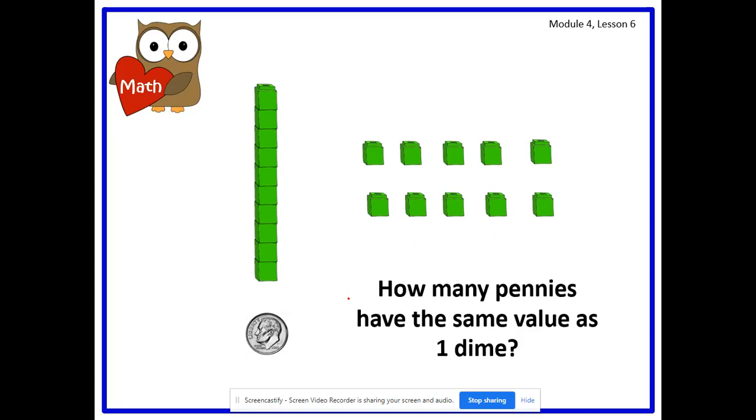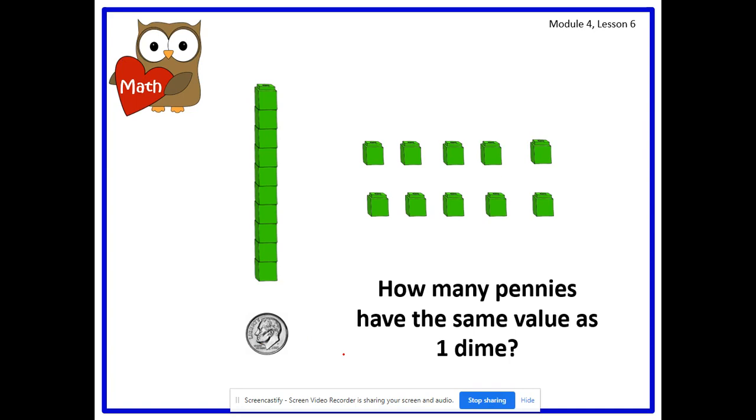Are you still listening? How many pennies have the same value as 1 dime? So look at this right here. This is called a dime. And now let's think about it. How many pennies do we need to have the same value as 1 dime? Get ready. Yes, we would need 10 pennies, just like this 10 stick right here. We need 10 ones for it to have the same value as a 10. So for a dime, since it's worth 10 cents and each penny is worth 1 cent, we would need 10 pennies.